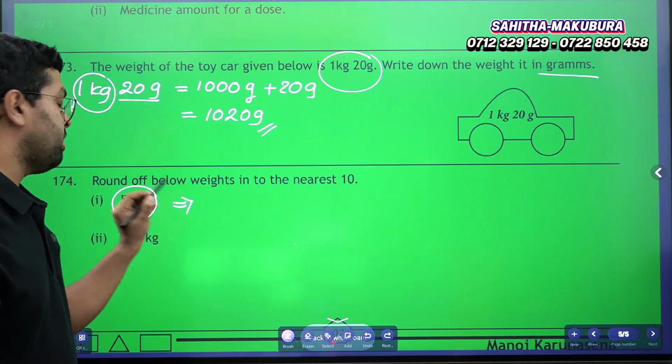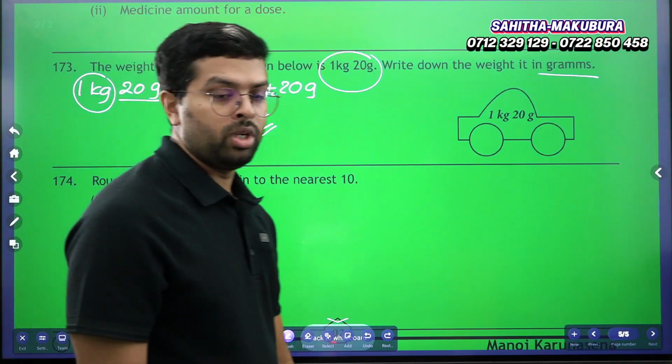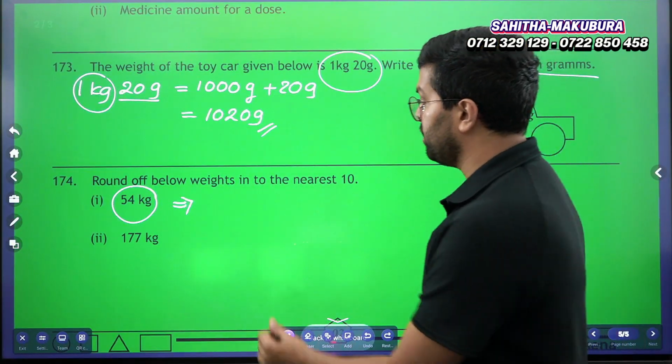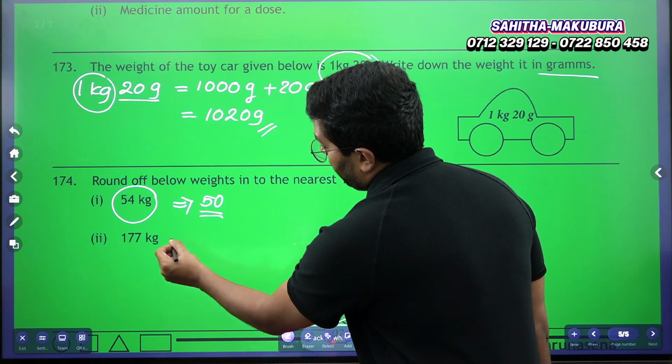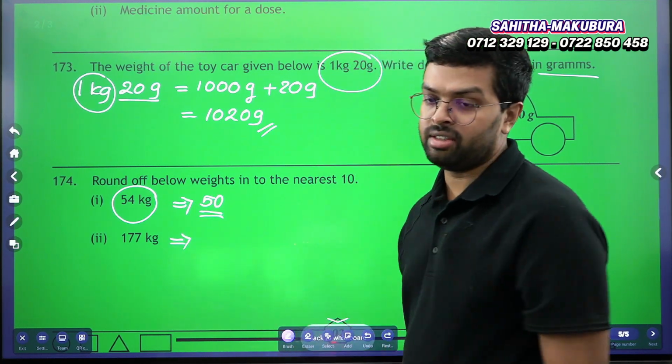Round off below weights to the nearest 10. So when you round off 54 to the nearest multiple of 10, it equals 50. We have done a lot of questions with regards to these lessons, right?